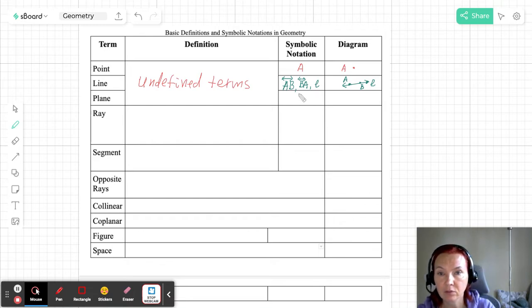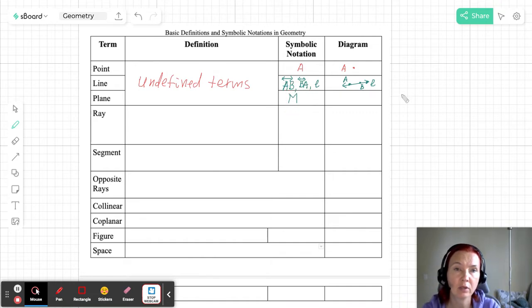Yeah. So for the plane, we use a capital letter. I'm going to use M, kind of like for a point, and we have to be very careful with the context so that we don't confuse those two. And for a plane, we usually draw something like a parallelogram like this, and then we say it is plane M. So this is going to be our diagram for a plane.